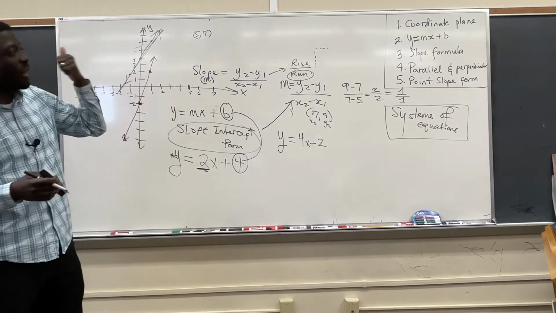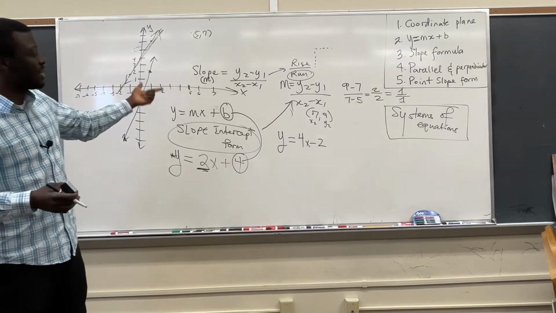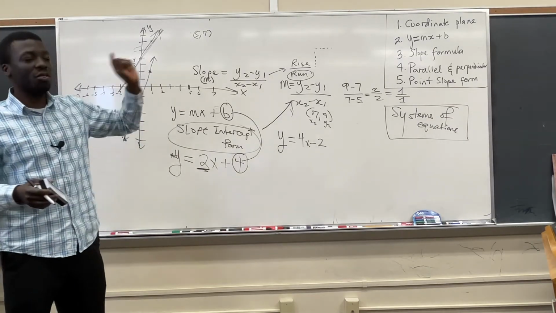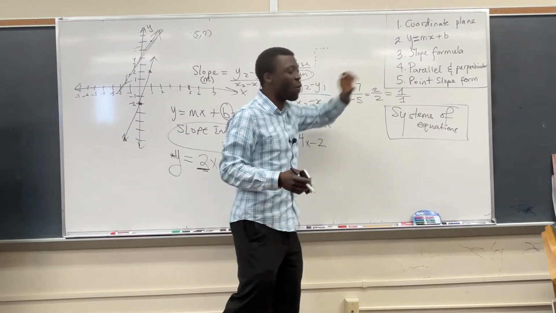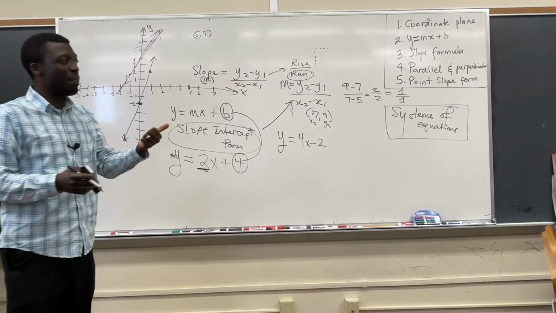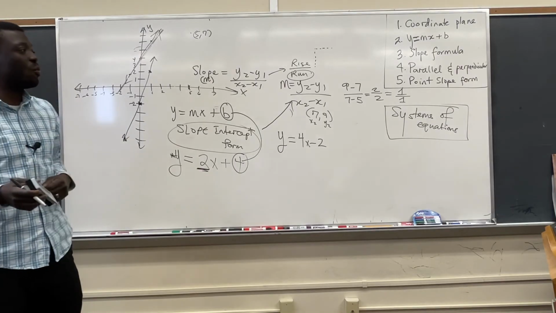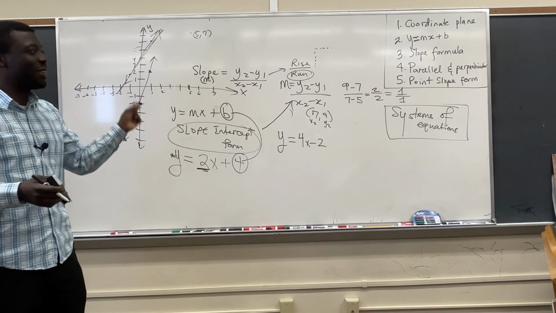Okay, so we've talked about the coordinate plane. We've talked about y is equal to mx plus b. We've talked about the slope formula. And we are going to then finish off with number 4 and 5, which is parallel and perpendicular lines, and then the point-slope form. So I'm going to clean the board quickly, and then we'll do those two.